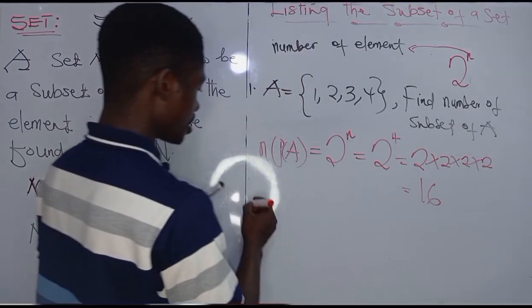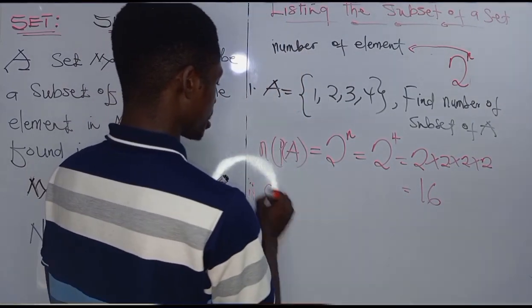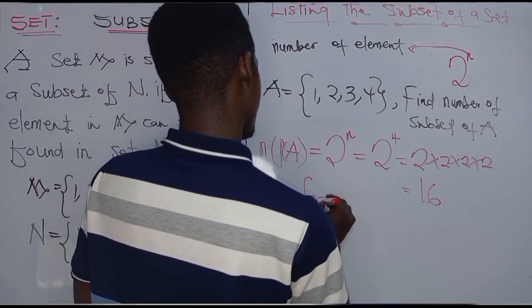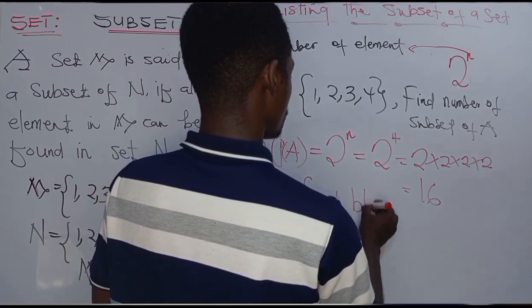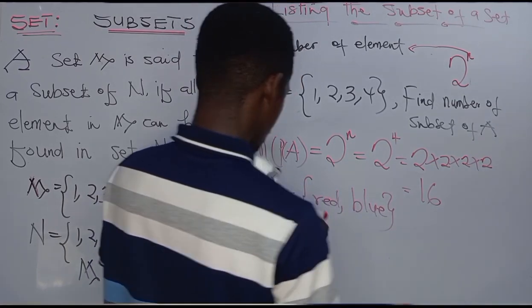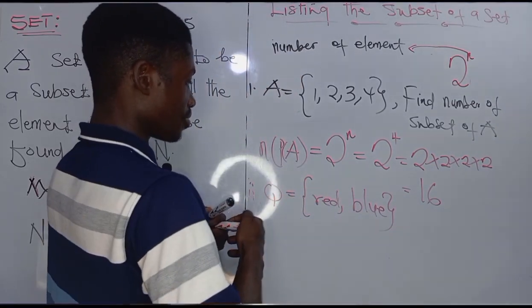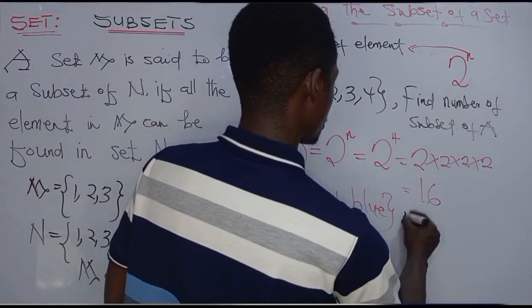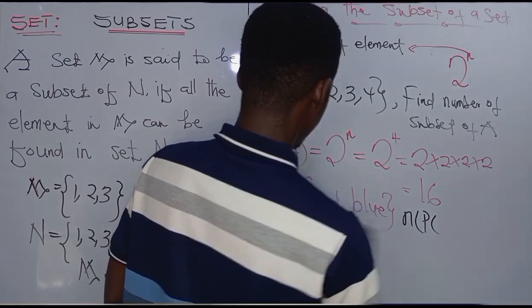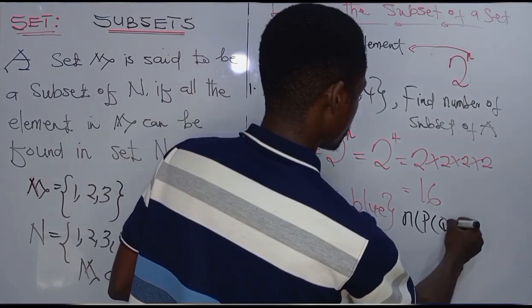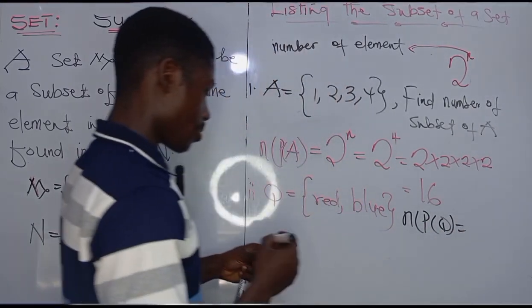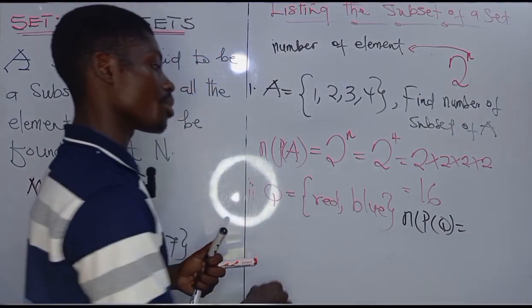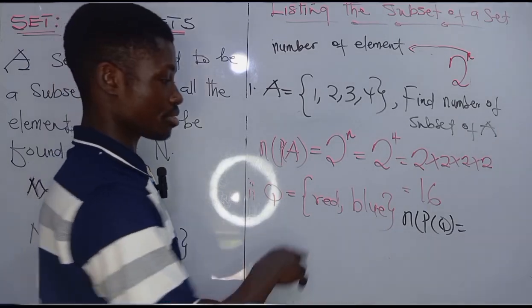So let's look at the next example. Let's take it that you have set K, which contains the elements red and then blue. And then we have to find the number of subsets. So we have the number of subsets of K, which means that we have to find the number of subsets.